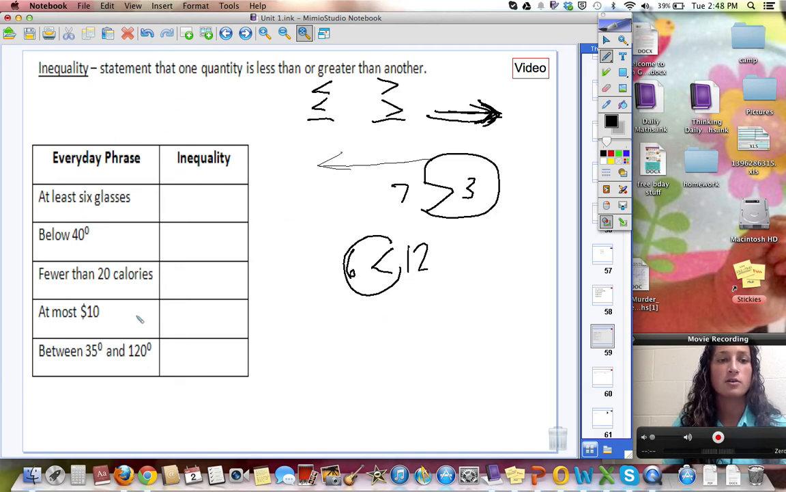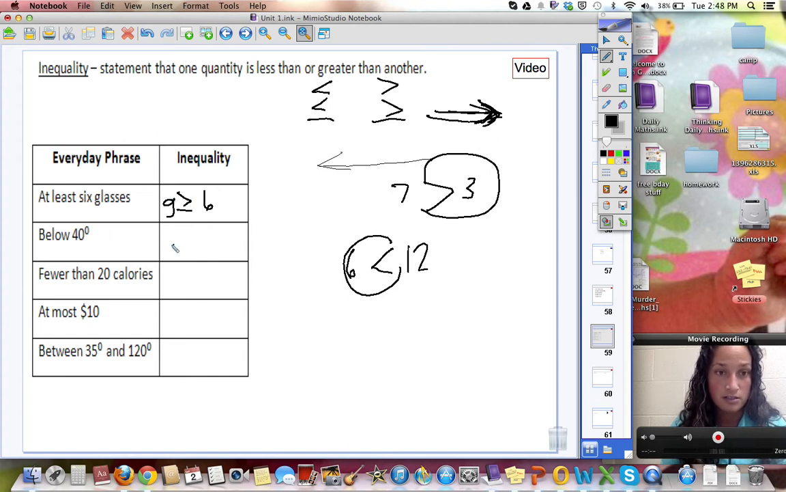All right, so here we're going to fill these in with the inequality. So at least 6 glasses. So I'm going to do my letter or my variable as G for glasses. And if I have at least 6 glasses, that means I can have 6, 7, 8, or 9. So that means I'm going to be greater than or equal to 6. And the number of glasses I have is greater than or equal to 6. So I can have 6, I can have 7, 8, or 9, but I can't have 3.